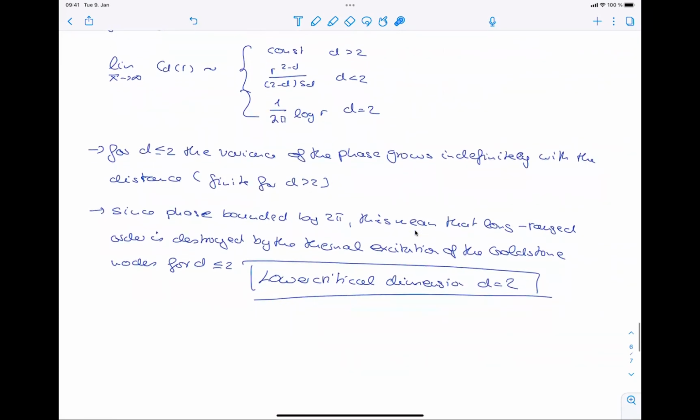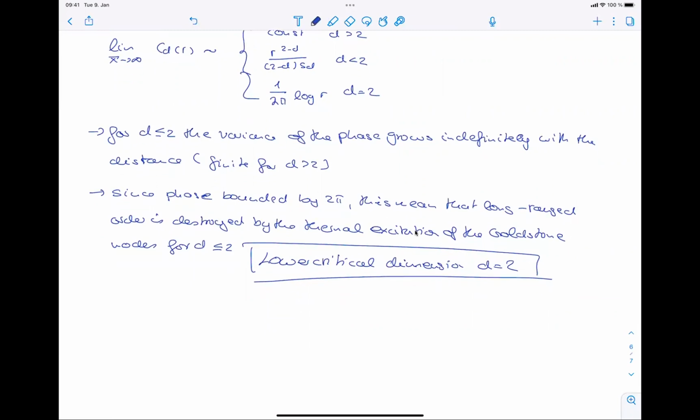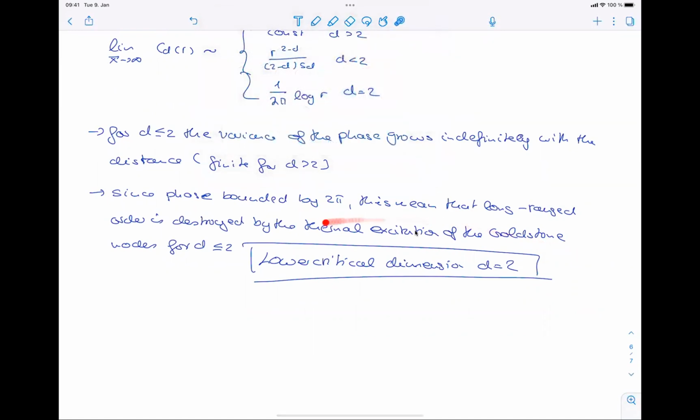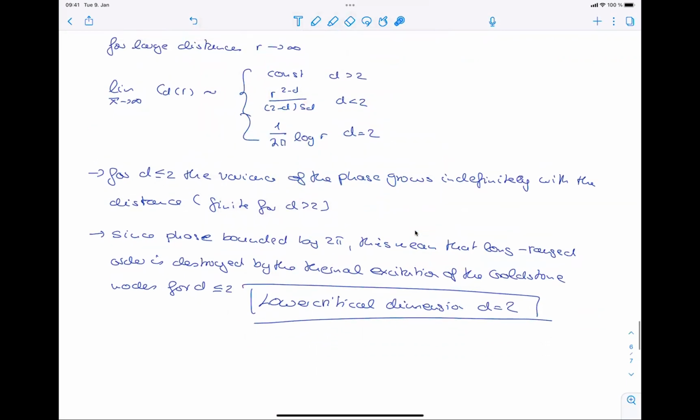So this is what we would expect from looking at Goldstone modes in the context of the mean field theory, right? But we already know that this is one theoretical framework which tells us a lot about phase transitions, but it always has its limitations.